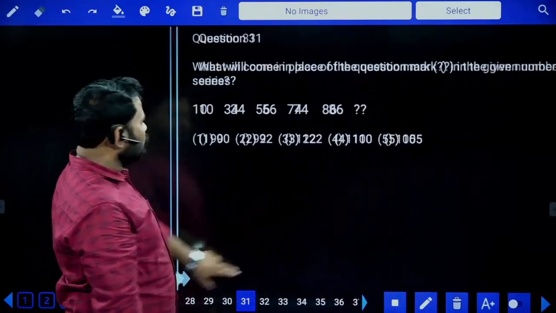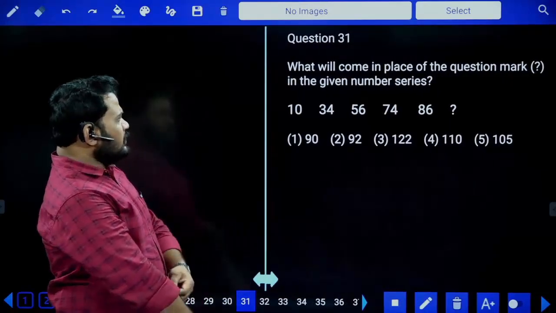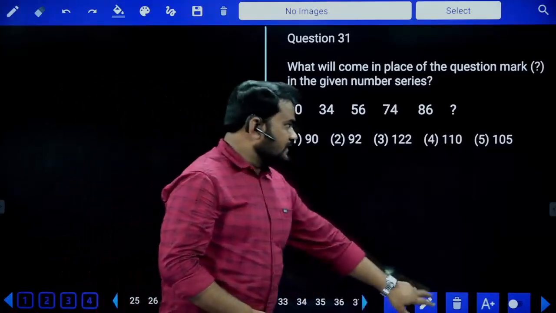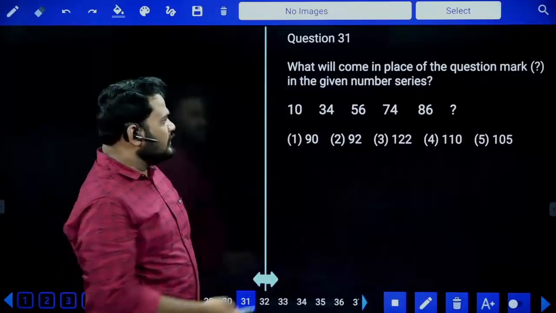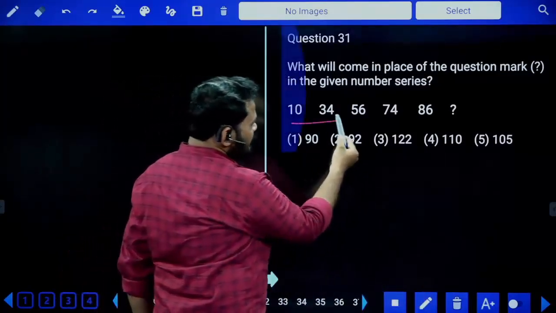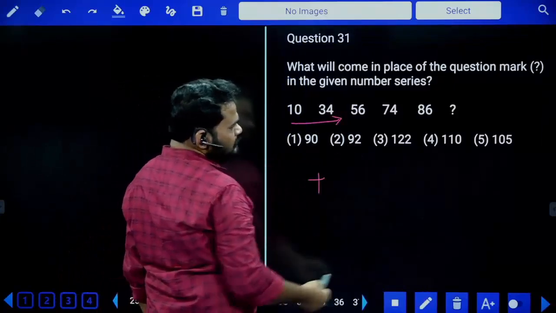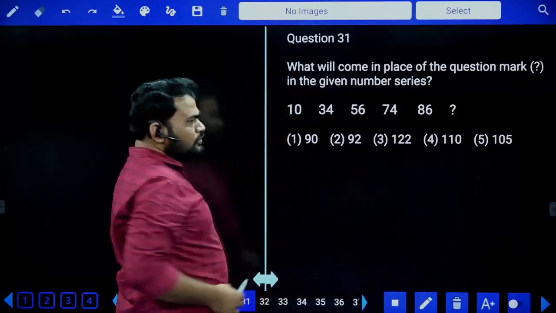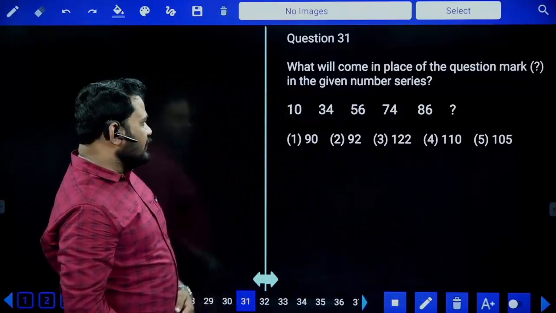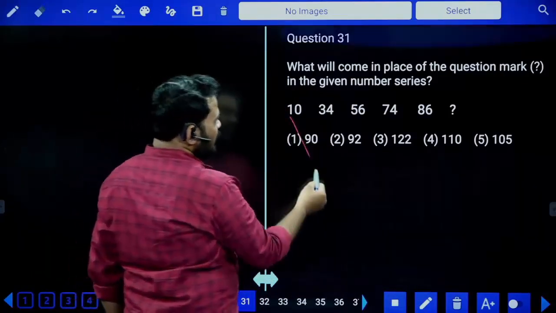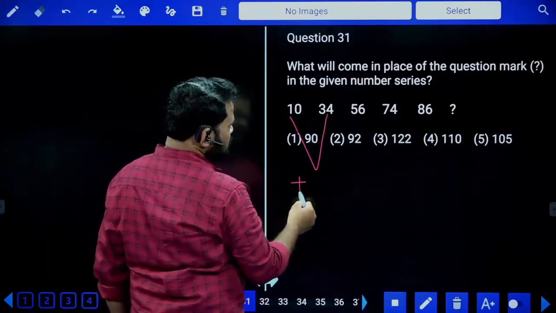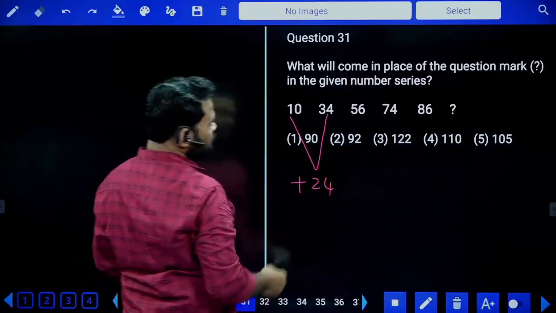Right. So what will come in place of the question mark in the given number series? Okay, it is a number series. As the series is in increasing order, we go for addition. And numbers are closer to each other, so we will confirm that it is additions only. So 10 becomes 34. 10 plus 24 is 34.